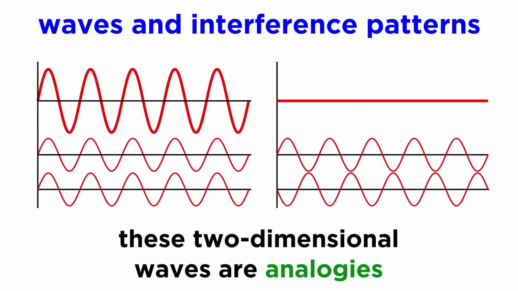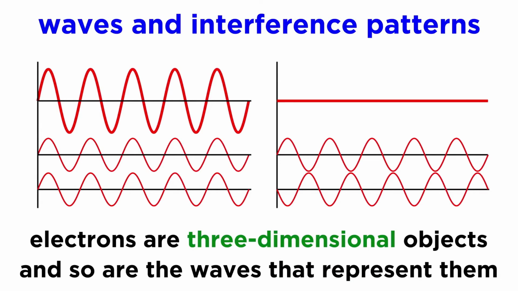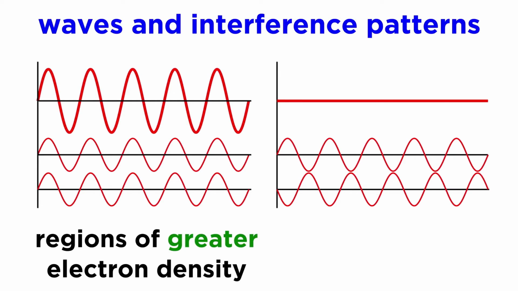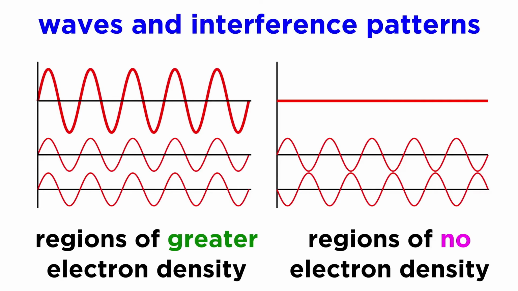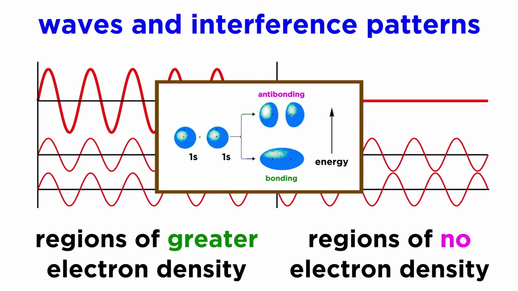For this to make more sense, we simply need to understand that these images of waves are just two-dimensional analogies to help us visualize the type of overlap. Electrons are three-dimensional objects, so the waves are in three dimensions, and constructive interference thus results in regions of greater electron density, while destructive interference results in regions of no electron density, which are depicted by these bonding and anti-bonding orbitals.